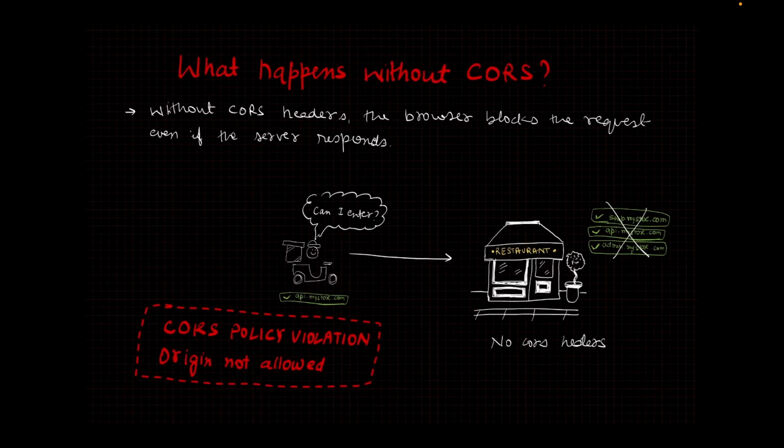Without a CORS header, the browser blocks the request even if the server responds. So for example, we don't have CORS set up on the server. The browser will block every request from any domain unless it's from a trusted domain. Here we don't have any trusted domain because we haven't added any CORS header in our backend. So whatever request goes, we'll see this error: CORS policy violation, origin not allowed.